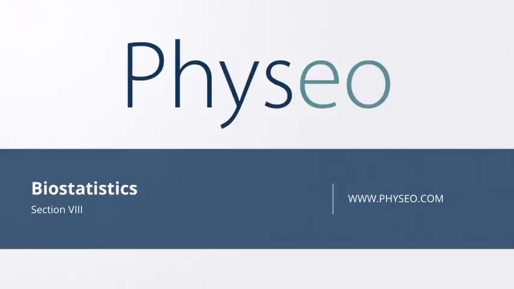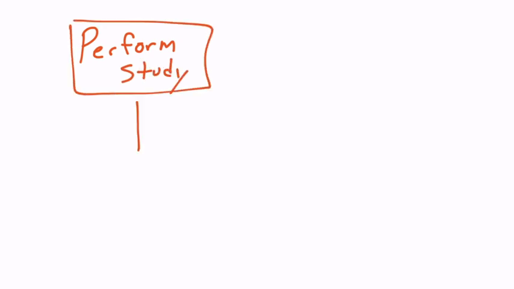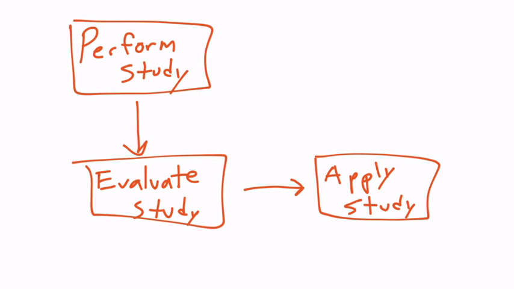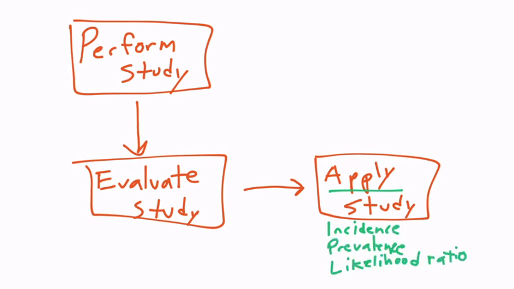Welcome to Section 8 of Biostatistics. Recall that in biostatistics, we can break it down by first performing the studies, evaluating the studies, and then applying the study clinically. In this lecture, we are talking about applying studies by focusing specifically on incidence, prevalence, and likelihood ratio. So let's get started.